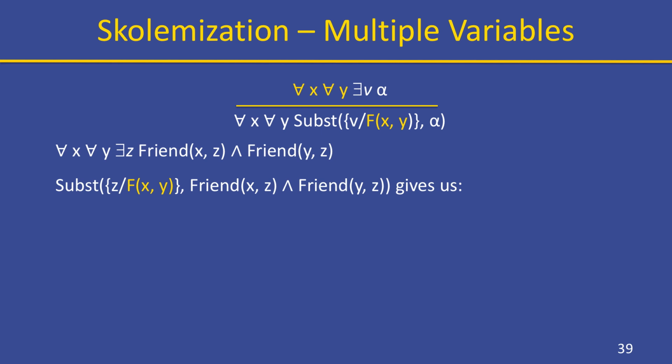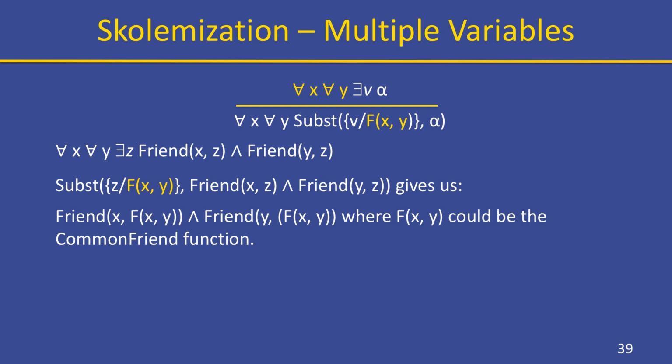We replace z with f(x, y) in alpha. So we get friend(x, f(x, y)) and friend(y, f(x, y)). So you can think of the f(x, y) function as the common friend function. Once we apply the substitution to our alpha, to our sentence that's existentially quantified, we know that the following sentence is entailed.